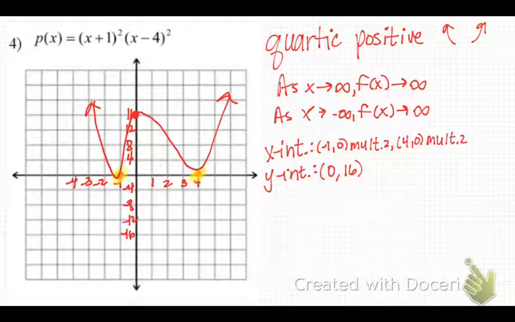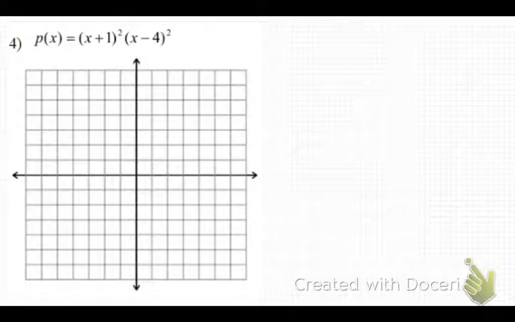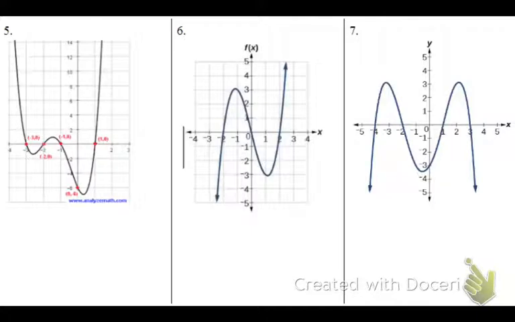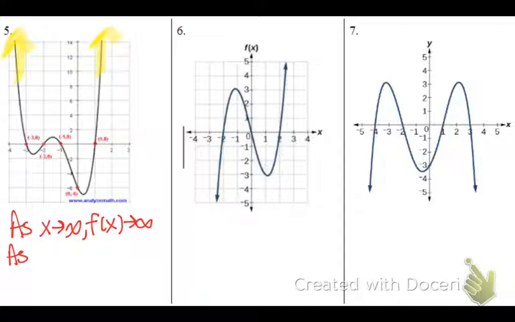Okay. Ready for the next part, part 2? The next 3, 5 through 7. Okay, on number 5, what does part 2 ask us to do? State the end behavior, and then what? Find a factored equation. Okay, so my end behavior on number 5, which direction do they go? They both go up, so I have as x goes to infinity, so does y. And as x goes to negative infinity, so does y.